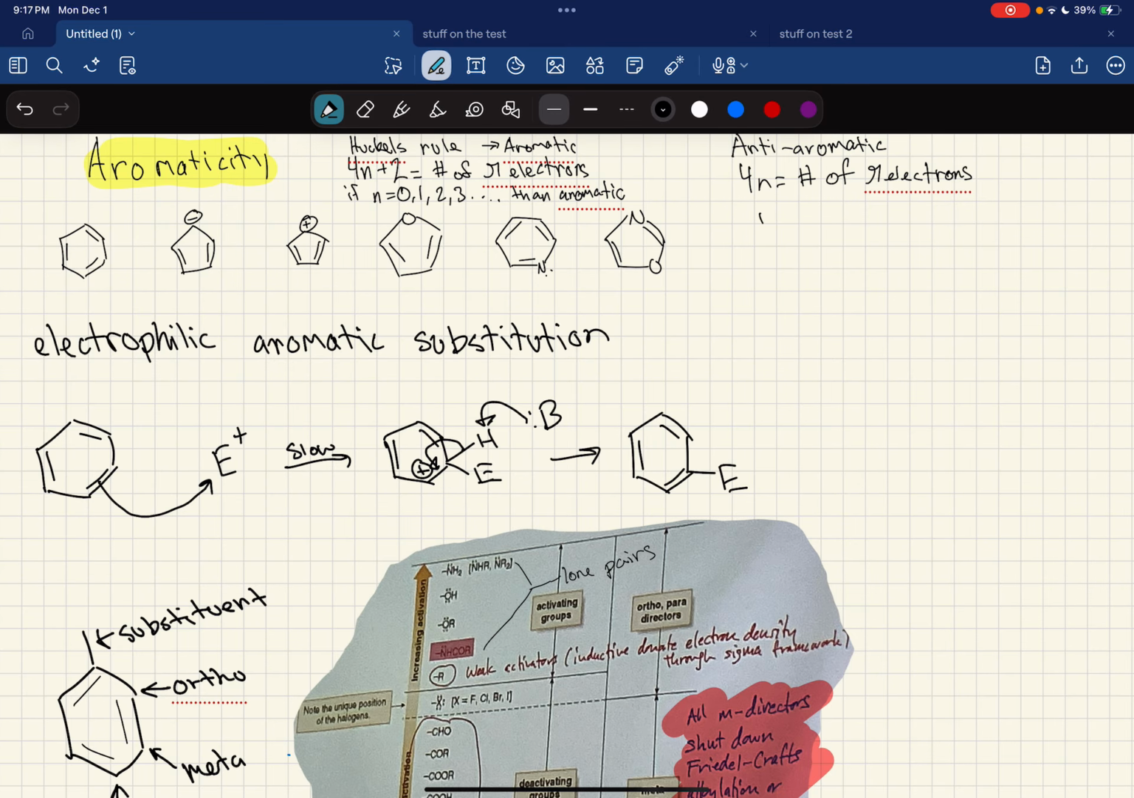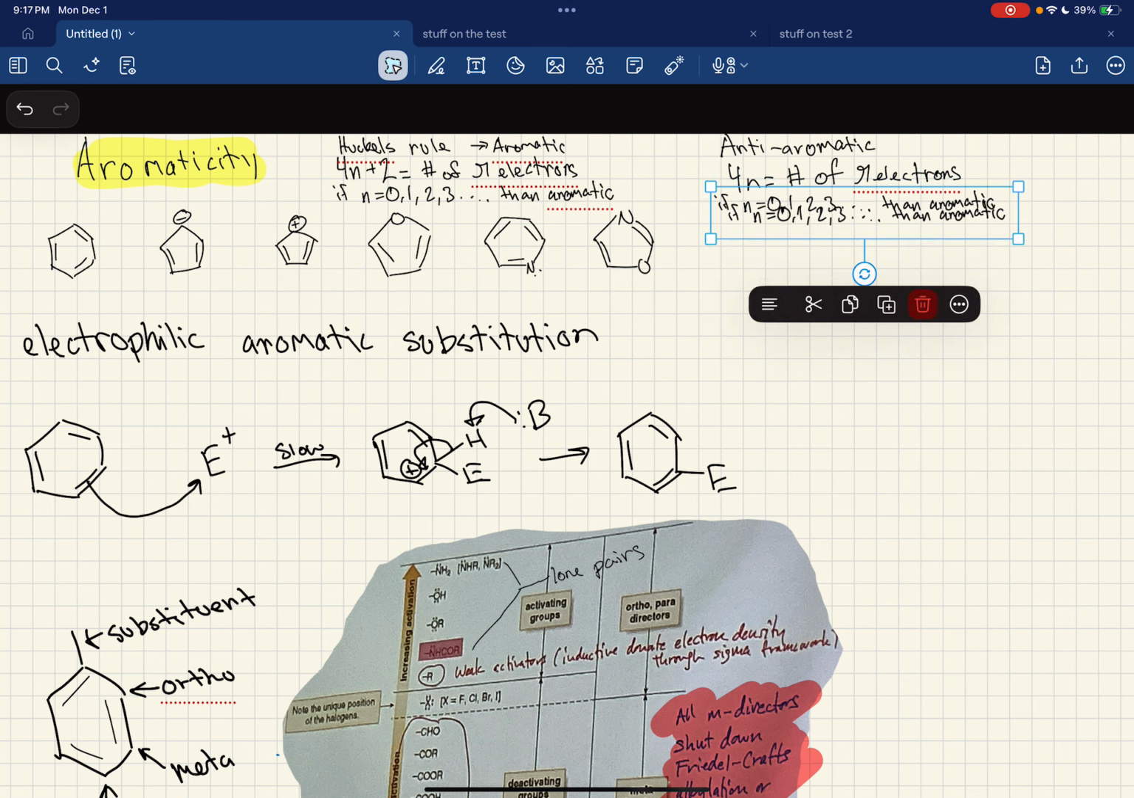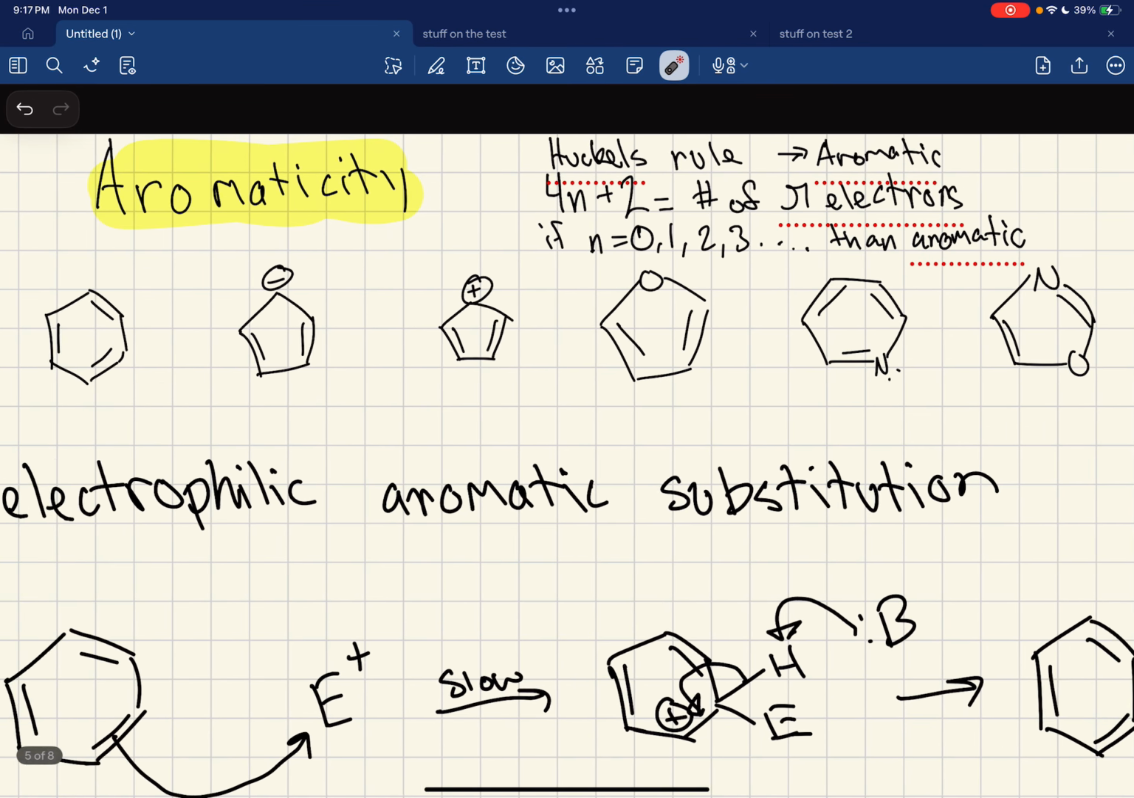While if n is an integer following the 4n formula, you can know it's anti-aromatic. Perfect. So let's do some examples.